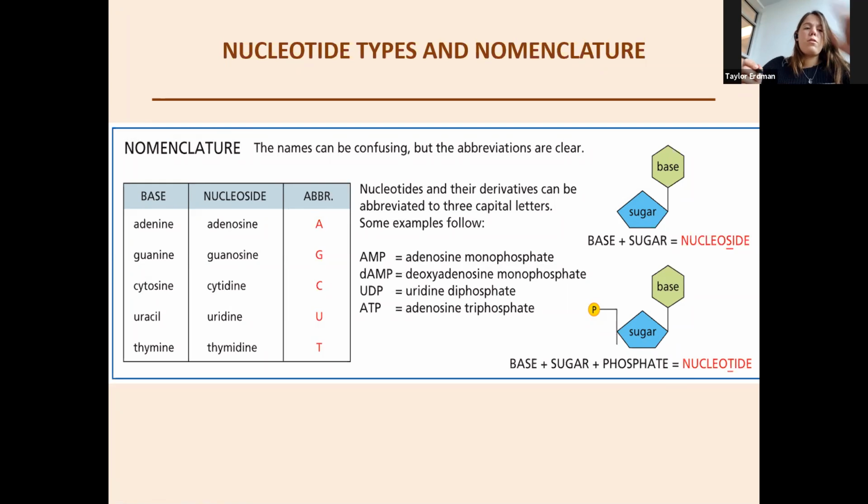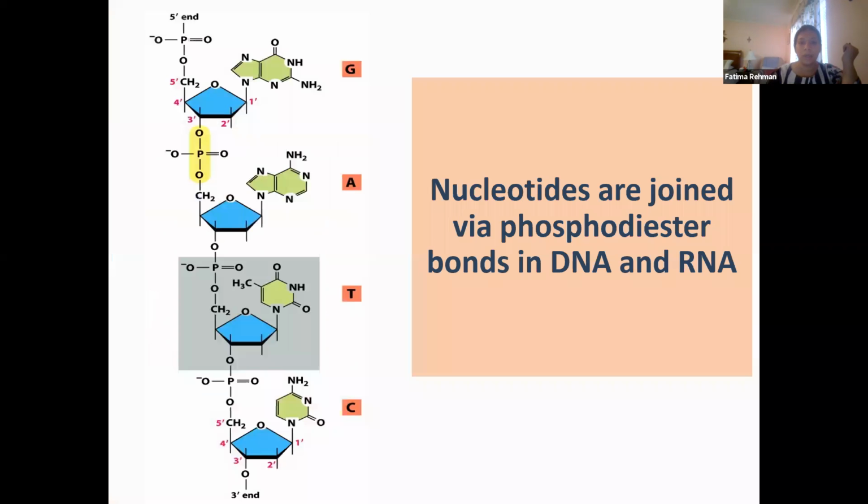Yeah. Thank you. Okay. So the bases are adenine, guanine, cytosine, and thymine. When they turn into a nucleoside, which means they are attached to a sugar, they'll be called adenosine, guanosine, cytidine, uridine, thymidine. And then once you have the phosphate attached, that's when you add that mono, di, or triphosphate to the abbreviation nomenclature. Okay, so how are they made into DNA now that we have actual nucleotides?